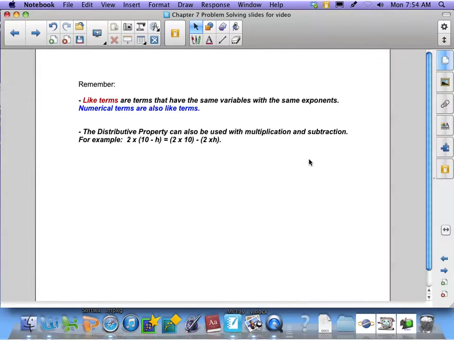Okay, remember, like terms are terms that have the same variables with the same exponents. Numerical terms are also like terms. And the distributive property can be used with multiplication and subtraction also. So down here you can see 2 times 10 minus h is equal to 2 times 10 minus 2 times h. Okay.